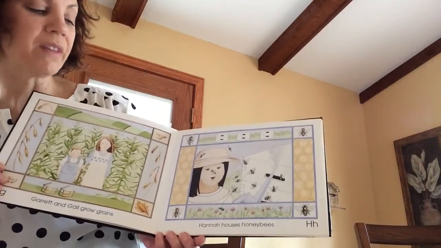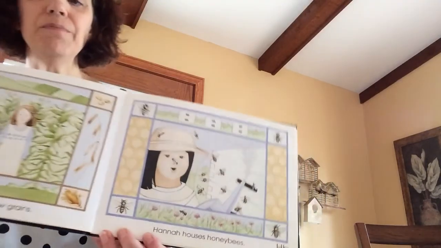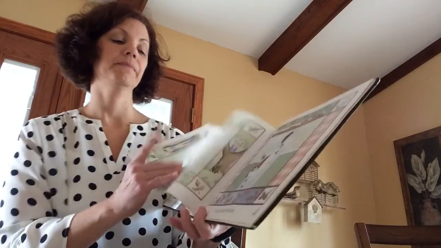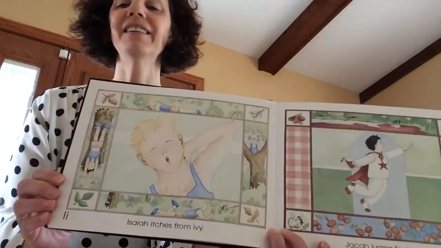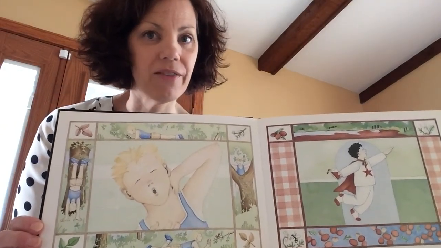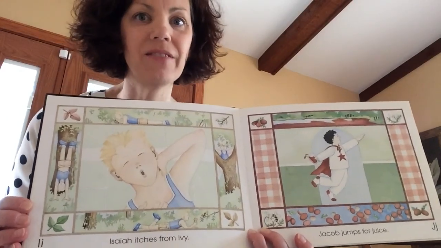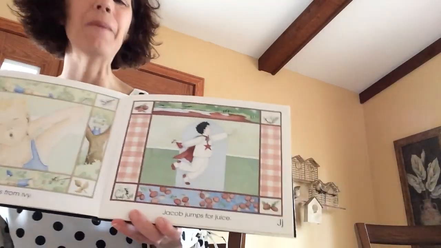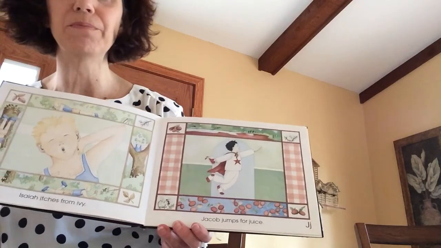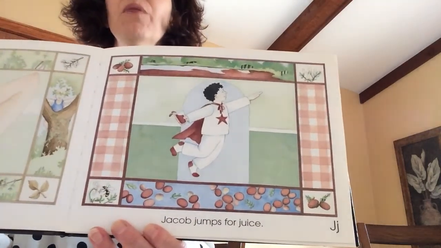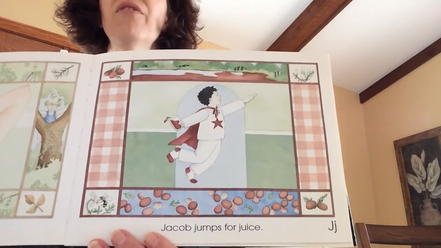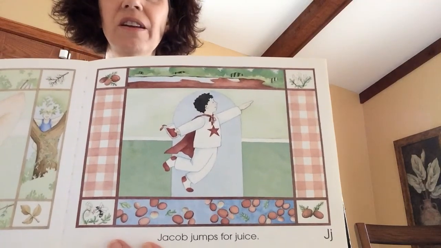Here's a really good one though. Hannah houses honeybees. Isaiah itches from ivy. Isaiah, I really hope that you don't itch ever from ivy. It is bad. Poison ivy is one of the worst things you can get. This is an excellent, excellent page, and I'll explain why. Jacob jumps for juice. And if you look at what they're showing, cranberries. So cranberry juice, and that is an important industry in Wisconsin.